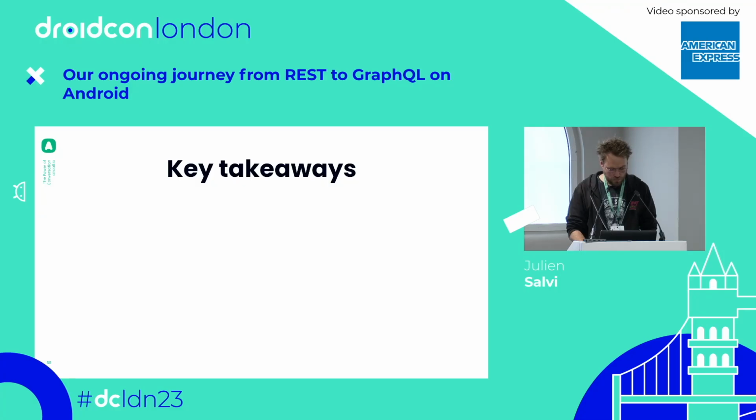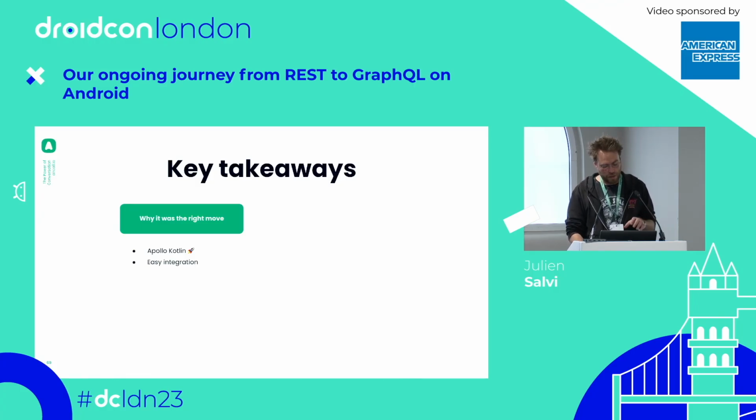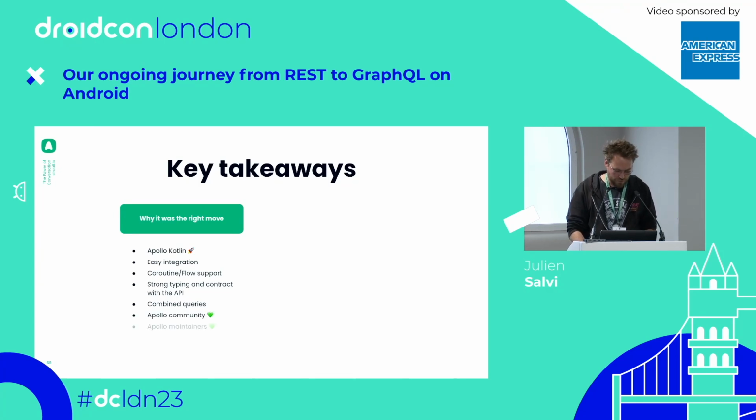So to conclude, a few key takeaways. Why it was the right move, Apollo Kotlin for sure: easy integration with our application, great support for coroutines and flows, and strong typing, so no surprises with the types like when you are dealing with a REST API. The combined queries and nested queries are a very nice thing. The Apollo community for sure, and big love to the Apollo maintainers also.